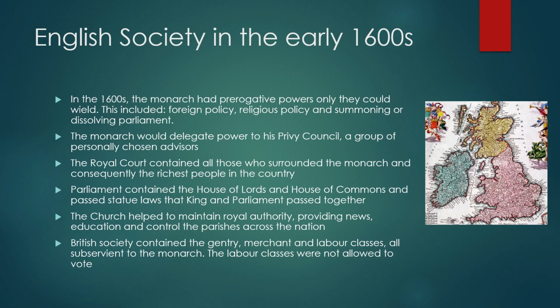And again, that was seen as in the chain of being for how at the top the monarch would have power, goes into the Privy Council, into the Royal Court, and then passed on through the wealth throughout the rest of society. Parliament, as I said, has two key parts. They have the House of Lords and the House of Commons, and they pass the statute laws that the King and Parliament are passing together.